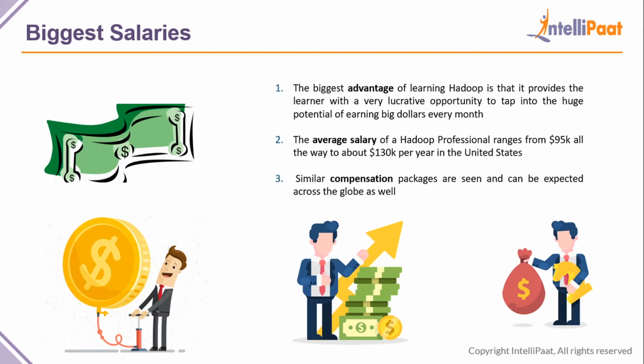Because when we look at the average salary numbers, right, a Hadoop professional gets somewhere almost above $100,000 up till $130,000 as soon as they start out, and this is in the United States. But if you're wondering what about other countries, what about the UK, what about the subcontinent of India, well, guys, similar compensation packages are actually seen and expected around the globe based on the inflation in that country. But then at the end of the day, do know this, it is one of the highest paying jobs in today's world.